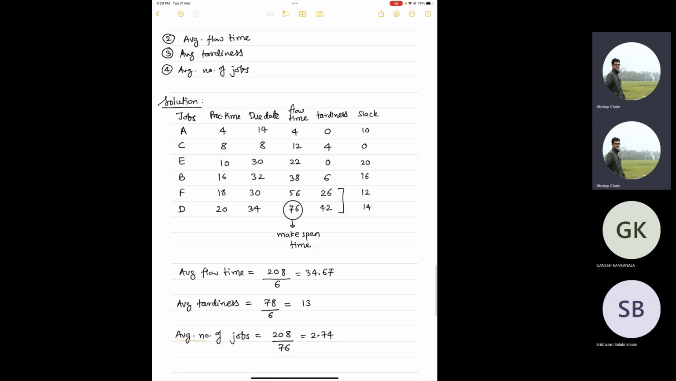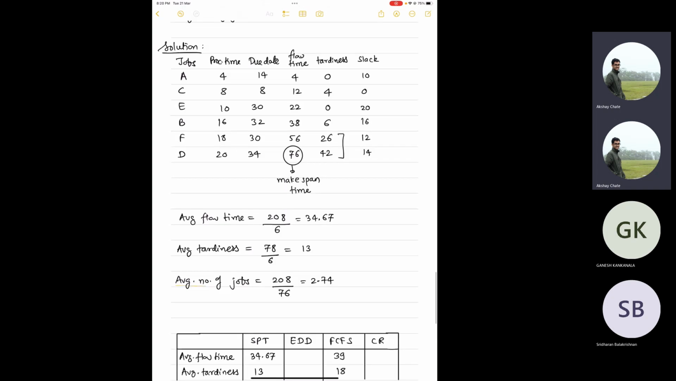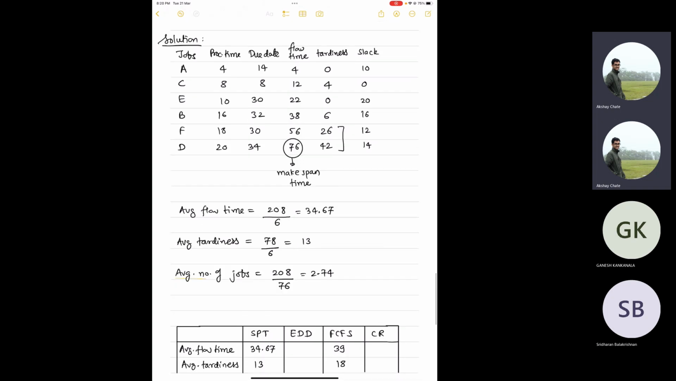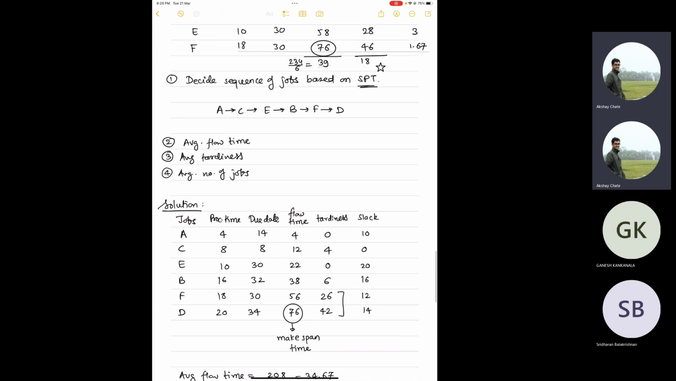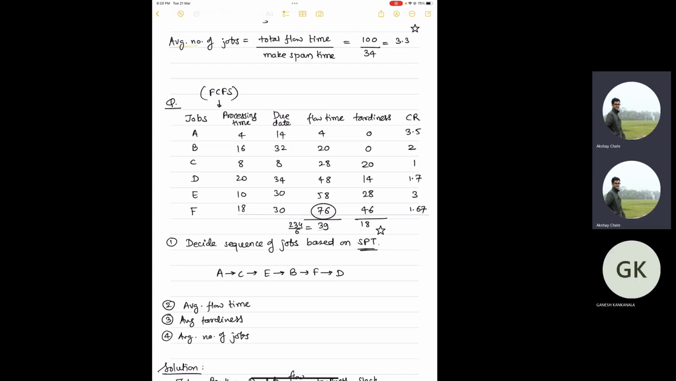Okay, so now we'll do CR also. As you know, when you look at the critical ratio, the important thing is that priority should be given to the job which has the lowest CR. So in our case, the lowest CR is C, then D. Oh, sorry, C, F, D, like that, right? Okay, I'll write it down.